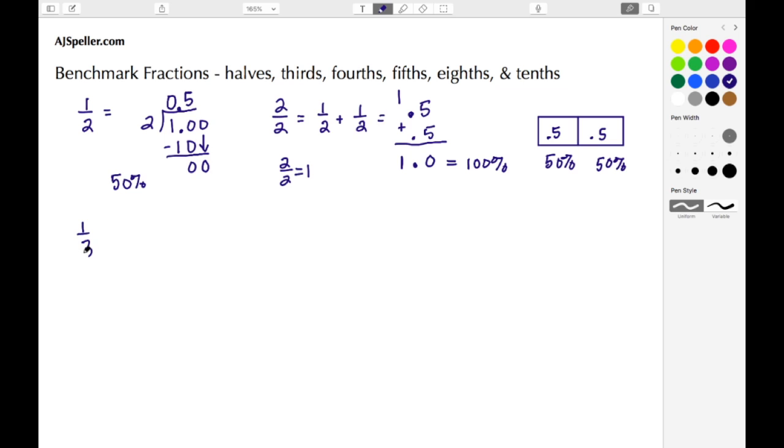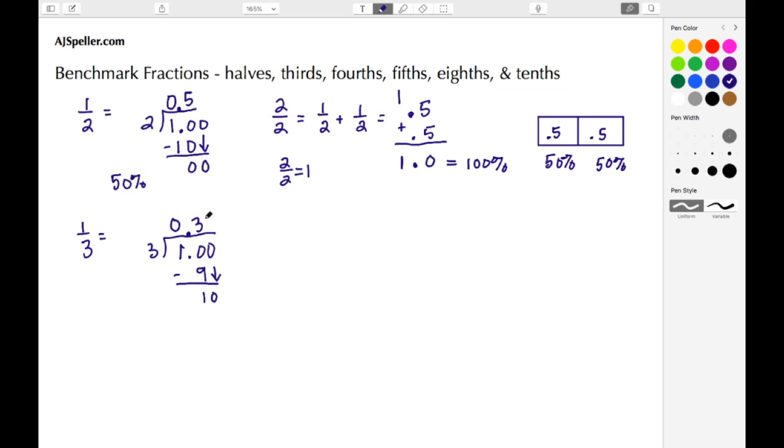If I have 1/3, well, my denominator becomes my divisor, my numerator, my dividend. Again, I place in my decimal point, add a couple extra zeros. I know that 1 can't be divided by 3. But I do know that 10 can be divided by 3 3 times. 3 times 3 gives me 9. Do my subtraction. 10 minus 9 gives me 1. And then I bring down. And then here you see I'm back at 10 again.